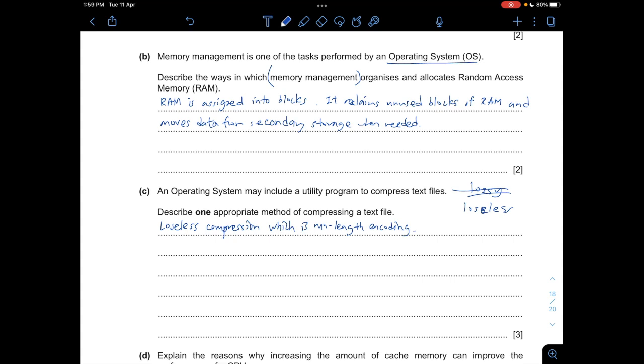This replaces a repeated sequence of characters by a single copy, by a single character, and a counter of the number of characters.